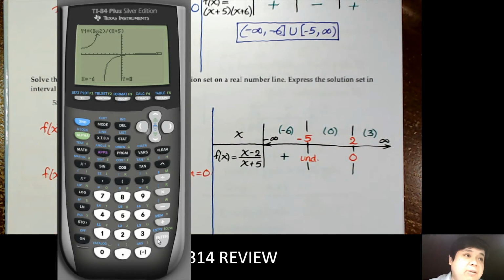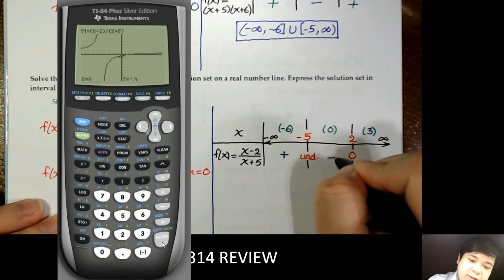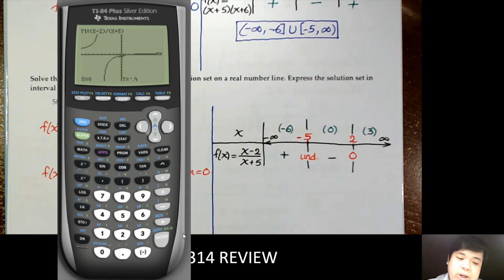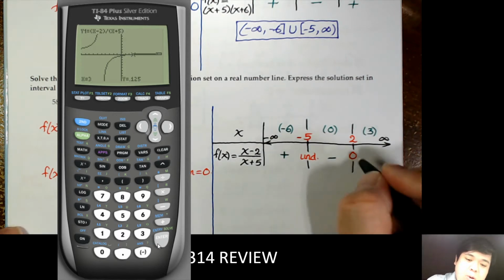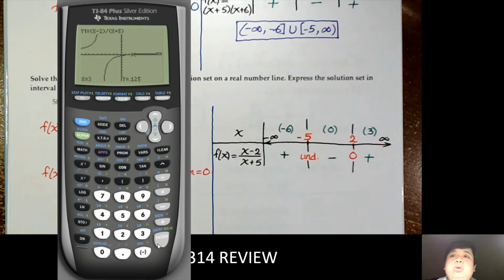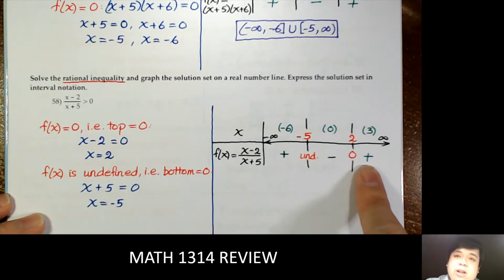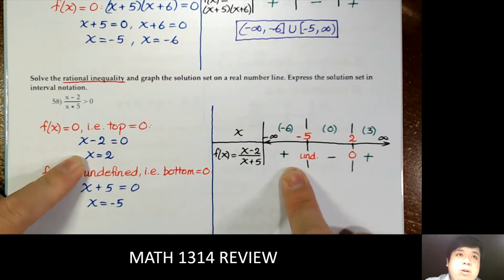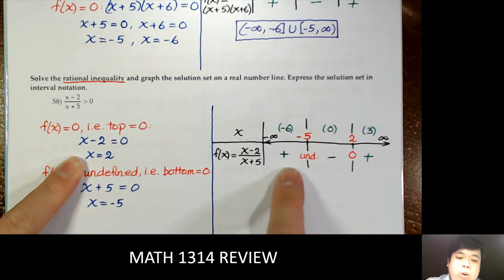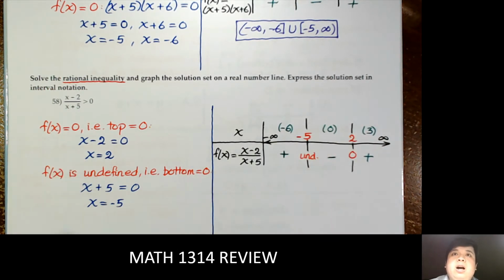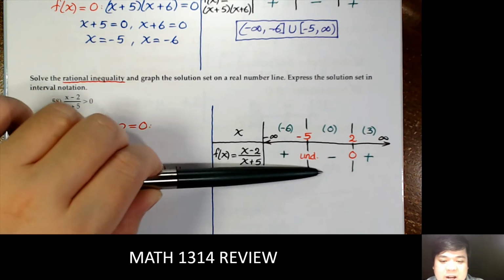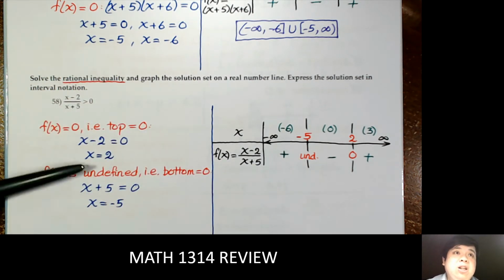And when we have negative 0, that is negative. And when we have 3, it is positive. Actually, we don't need to do all of this. All we need to do is one of this. And then again, multiplicity of 1. So when we jump across the divided line, the sign will change. So positive, negative, and positive, because multiplicity of 1.